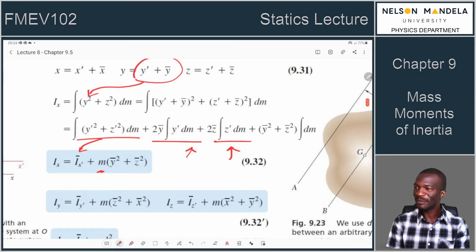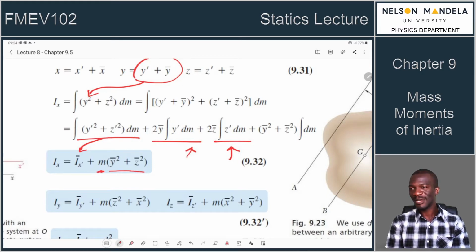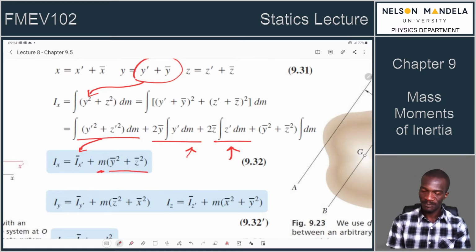So for this reason, our parallel axis theorem, right? Our parallel axis theorem for mass moments reads as follows. Our Ix is equal to the centroidal mass moment plus m times (y bar squared plus z bar squared). For Ix. For Iy, we would have z bar squared plus x bar squared. And the same applies for Iz.